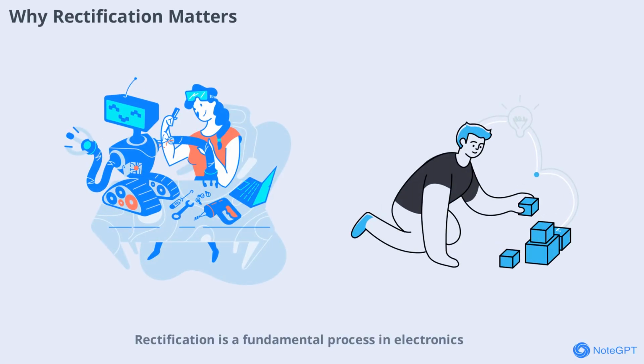Rectification is a fundamental process in electronics, converting AC to DC so that devices can function properly. Without rectifiers, many of our everyday gadgets would not be able to operate. Understanding rectification helps us appreciate the importance of power management in electronic systems and the role of basic circuit components.